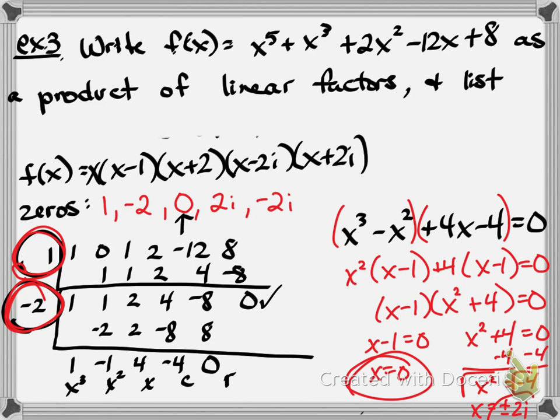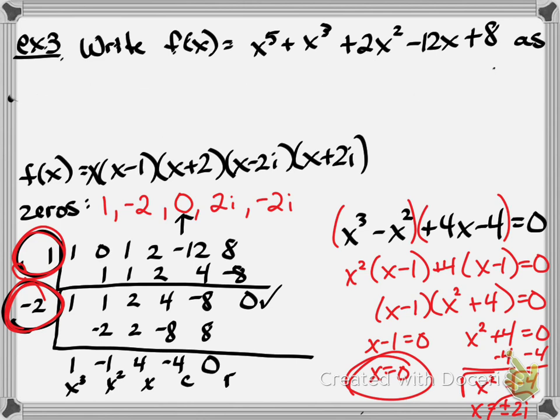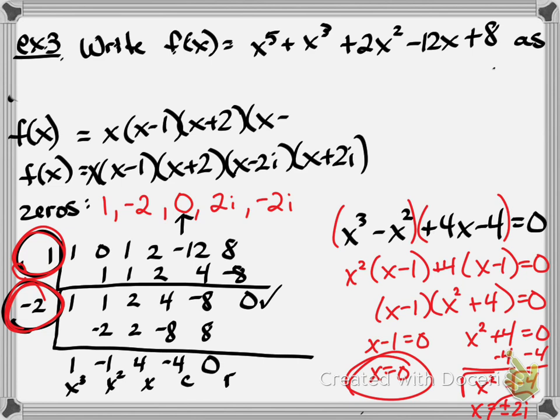But they won't actually like that, the 2i's. They would rather us say x minus 1, x plus 2, and then x minus 2i would have been x minus the square root of negative 4. And x plus 2i would have been x plus the square root of negative 4. Okay, so please ask me about that on Thursday if that doesn't quite make sense.